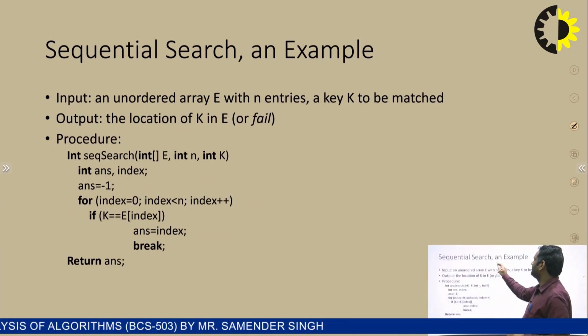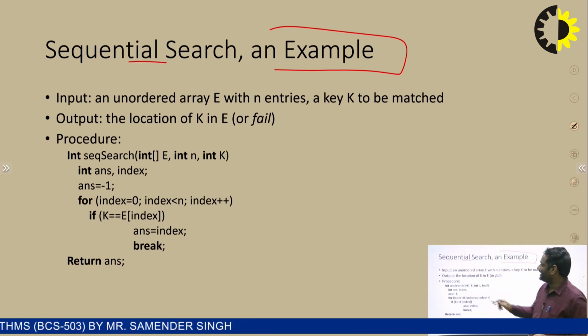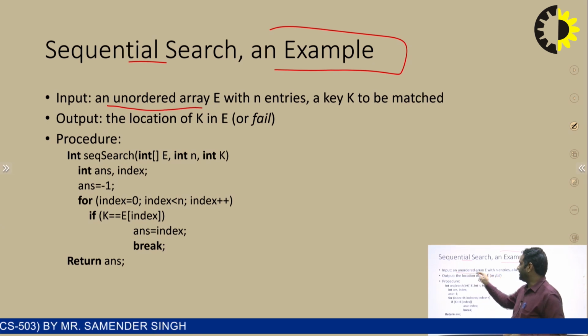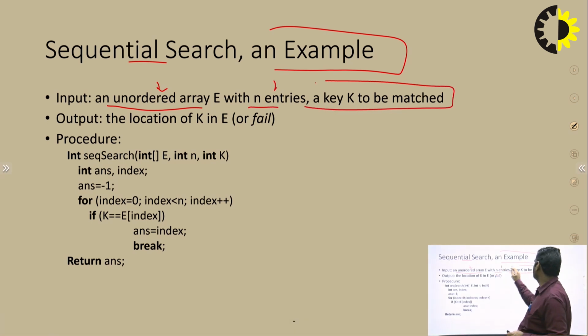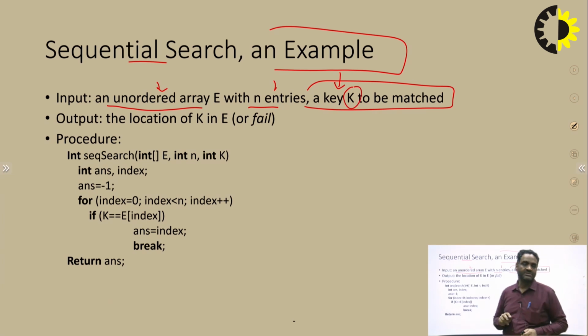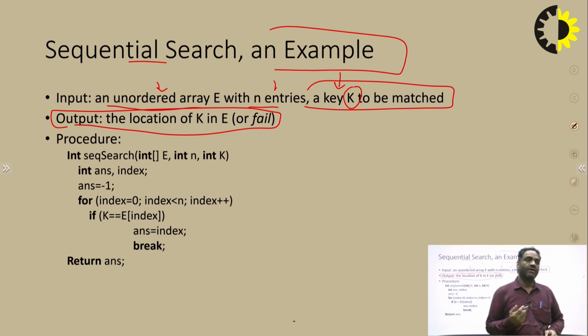Let's take an example, that is sequential search. As an input we have an unordered array with n entries, and a key k that we want to search for in the given list. What is the output, or we can say what is our goal? Our goal is to find that particular key in the given list.